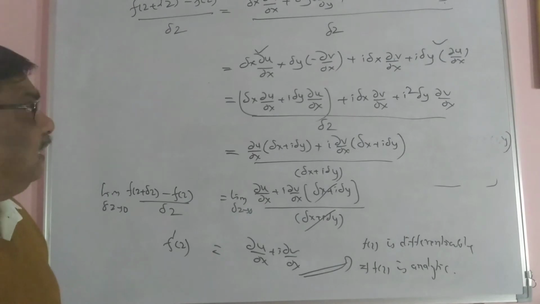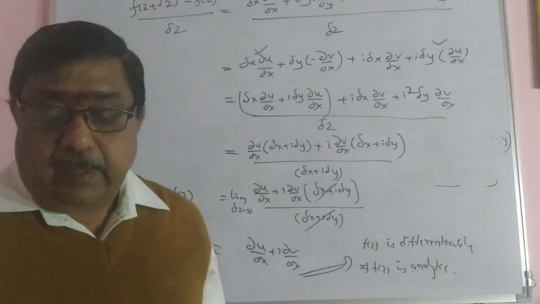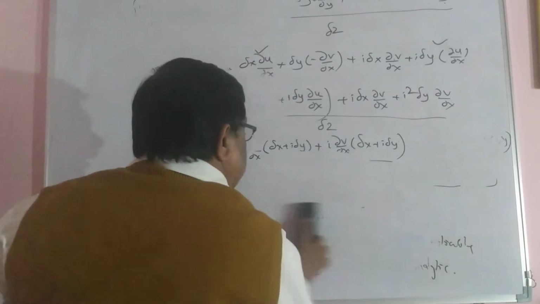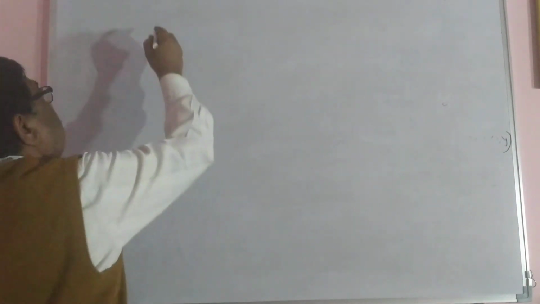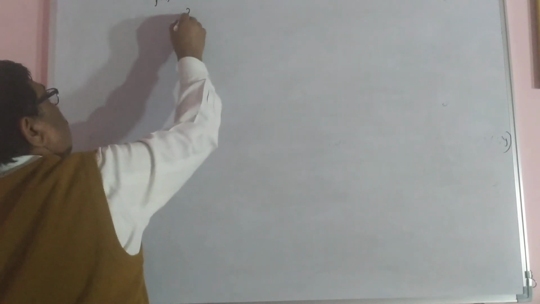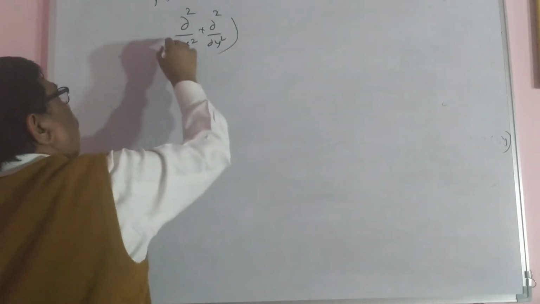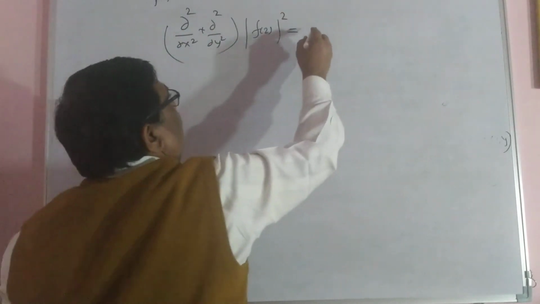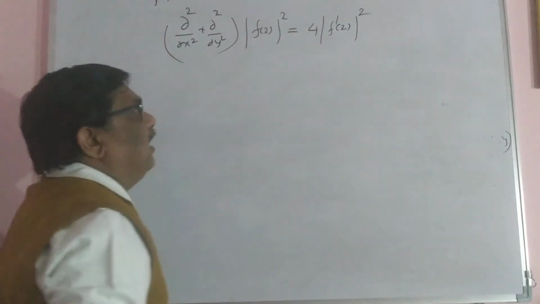Okay, let's take the last example of this kind. Here is one of the peculiar examples that I would like to prove. Prove that ∂²/∂x² plus ∂²/∂y² of modulus of f of z squared is equal to 4 times modulus of f dash of z whole squared. This I would like to prove.